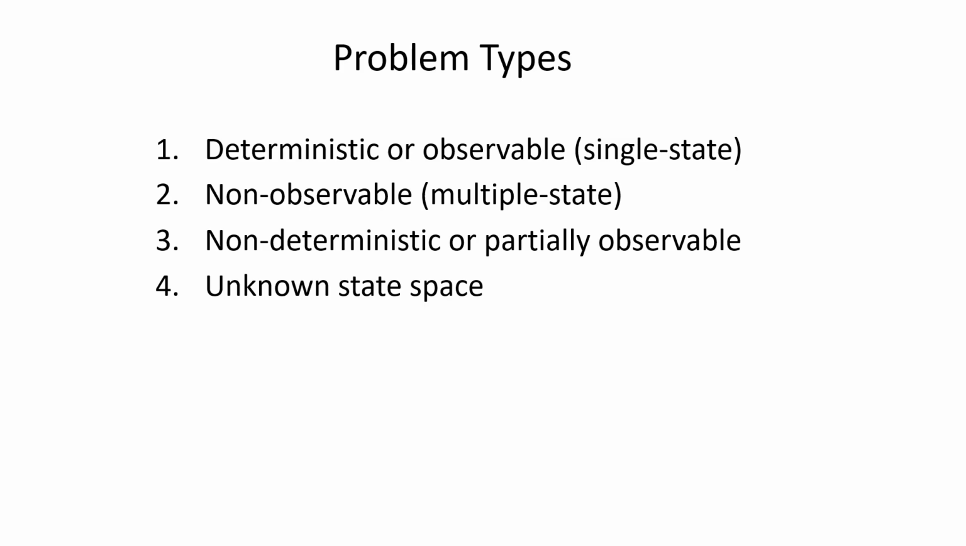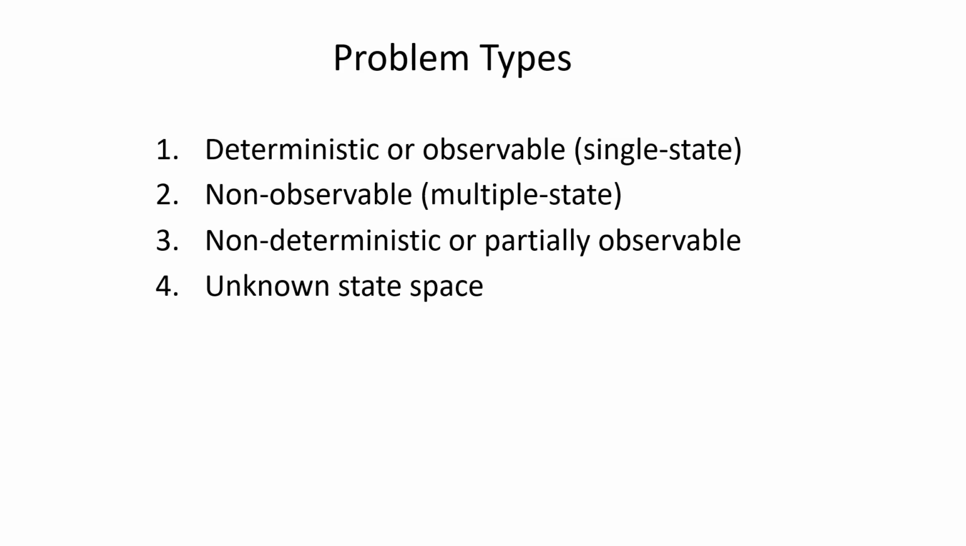First we have to understand the different types of problem. The first one is deterministic or observable, that is a single state. Then non-observable, multi-state. Then non-deterministic or partially observable. And then unknown state space. So these are the four varieties of problem statements. Each of the four levels is based on how much information the agent has in the particular problem, so that we can solve it within the particular environment. Everything we have to understand.